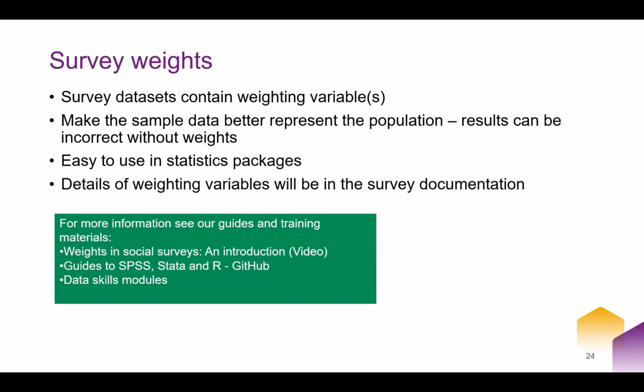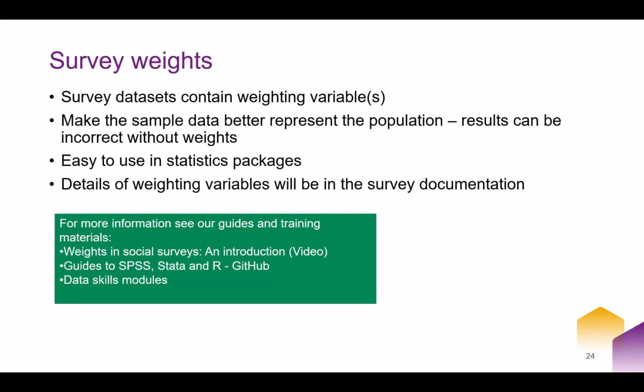Let's end this part of the presentation by talking about survey weights. So I would like to say just a few words here. Survey datasets contain weighting variables, and this is mainly to ensure that the sample better represents the overall population. So without weights, survey results can be misleading, especially if some demographic groups are overrepresented or underrepresented. And in most cases, it's often like that.